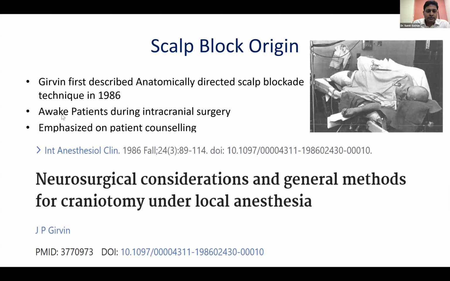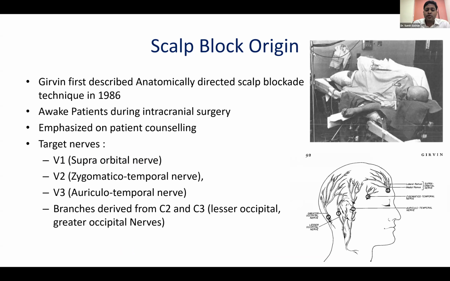Coming to the scalp block origin, Girvin was the first person who described the scalp block based on anatomical landmarks in the year 1986. He performed the scalp block in awake patients undergoing intracranial surgeries. In his article, published in International Anesthesiology Clinics in 1986, he emphasized more and more on patient counseling and patient selection. At that time, he basically targeted five nerves: three from the anterior region of the scalp and two from the posterior region of the scalp.